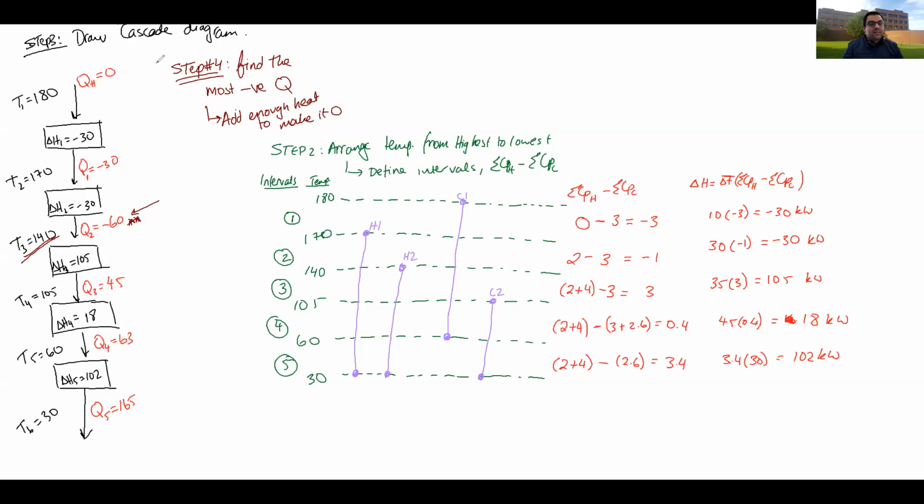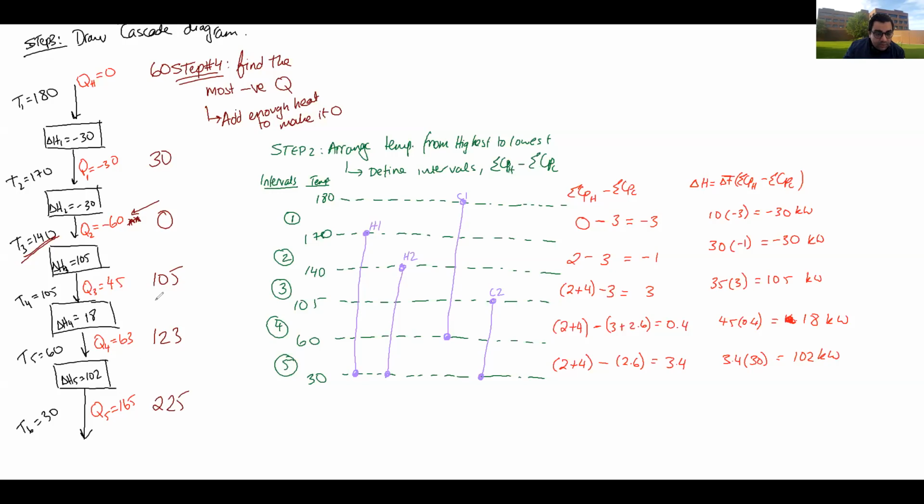So what I'm going to do, I'm going to add 60 kilowatts to the top. You can redraw the diagram or you can just add 60, right? So if I add 60 kilowatts to the top, Q1 becomes 60 minus 30, which is 30. Q2 becomes 30 minus 30 is 0. Q3 becomes 0 plus 105 is 105. Q4 becomes 105 plus 18 is 123. And Q5, 123 plus 102 becomes 225.